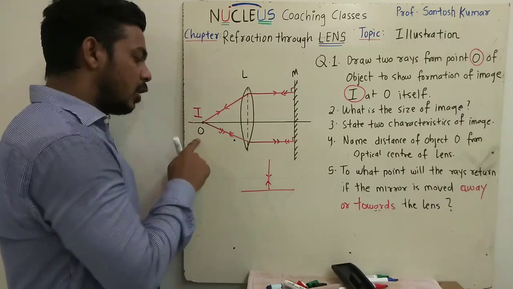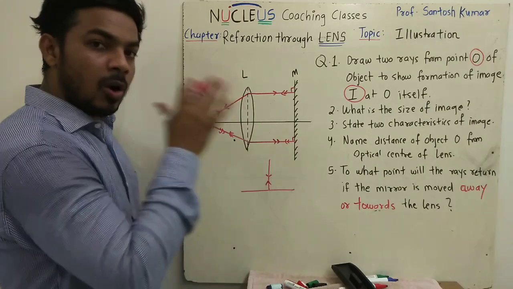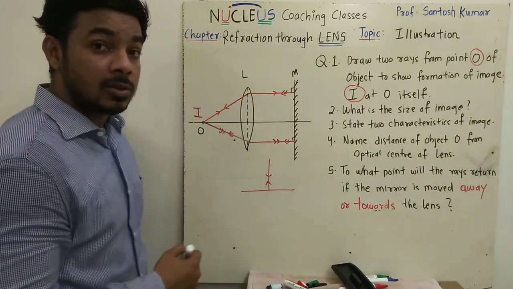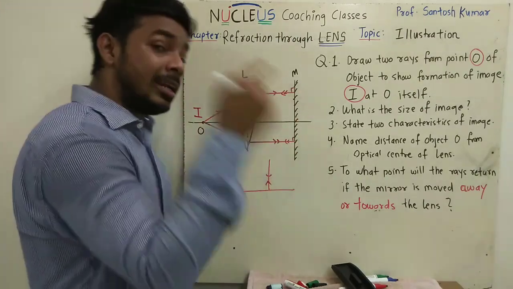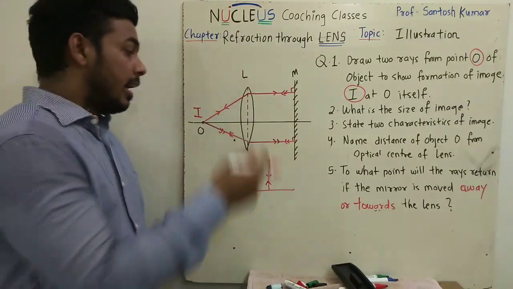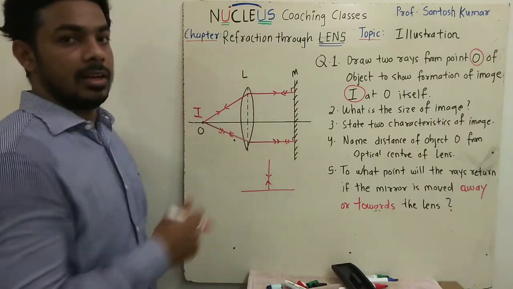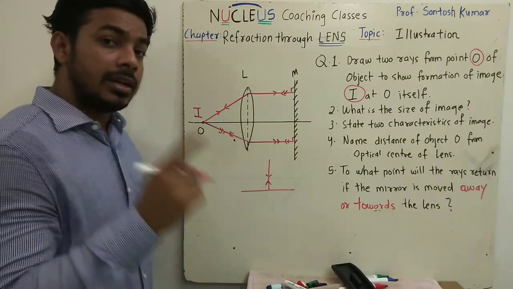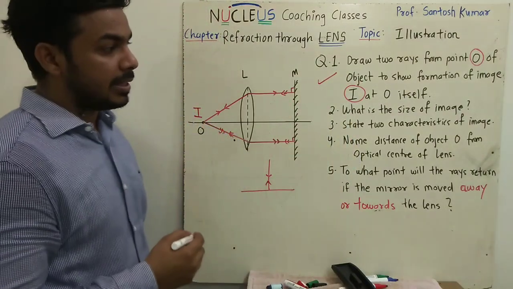So the image I of the object O is located at the same point. It will be applicable only when the rays from the object, after refraction through the lens, travel parallel to the principal axis and are incident normally on the mirror, so that they retrace their path and form the image of the object at O itself, right? That means for the image to form at the object itself, the ray should retrace its path. So this is the first question we have completed.